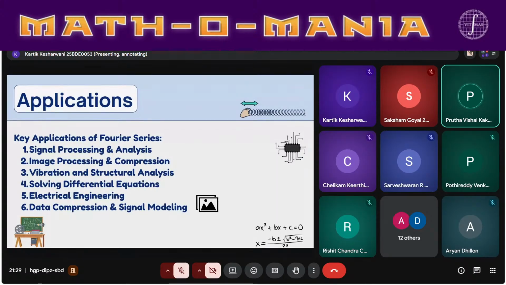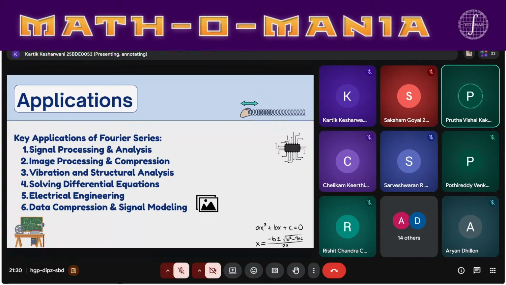It is used to solve linear, ordinary, and partial differential equations like heat and wave equations by converting them into manageable algebraic equations. Electrical engineering. It is used in power systems to analyze harmonic content in alternating current circuits and in designing circuits. It is also used in data compression and signal modeling, where it enables the approximation of complex periodic functions using fewer data points, reducing the memory needed to store signals or images.